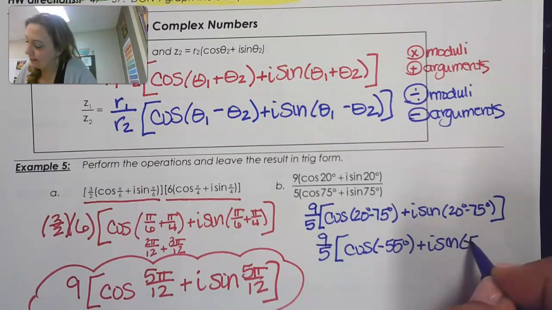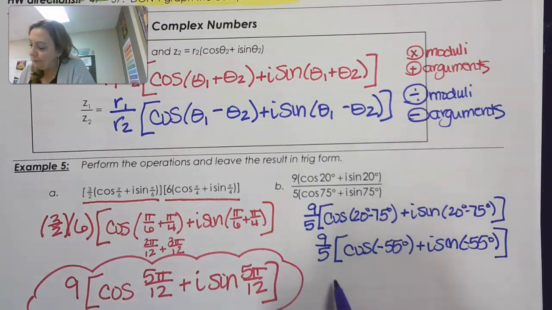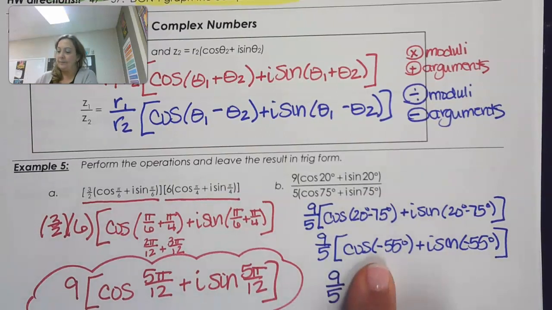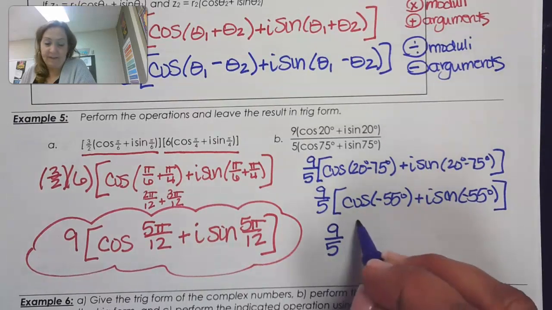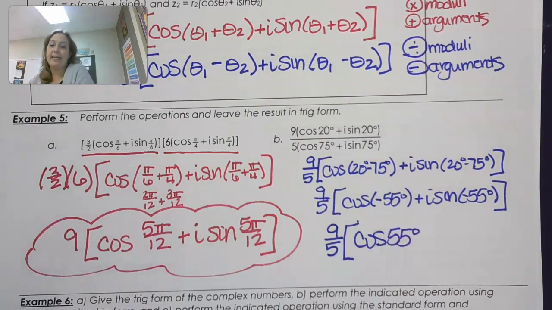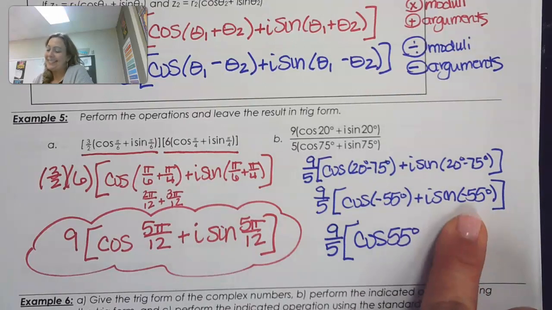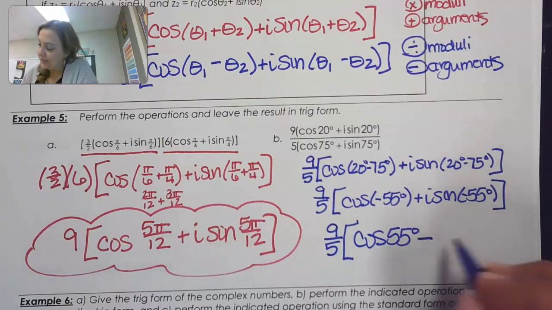Now, we also want to use our other properties. We usually don't like having a negative angle in there. We want it to be a positive angle. So here we can use the even and odd properties to help us out. Remember that cosine is even, so the cosine of negative 55 degrees is just the same as the cosine of 55 degrees. But since sine is odd, the sine of negative 55 degrees is the opposite of the sine of 55 degrees. So I'm going to transfer that negative up front.